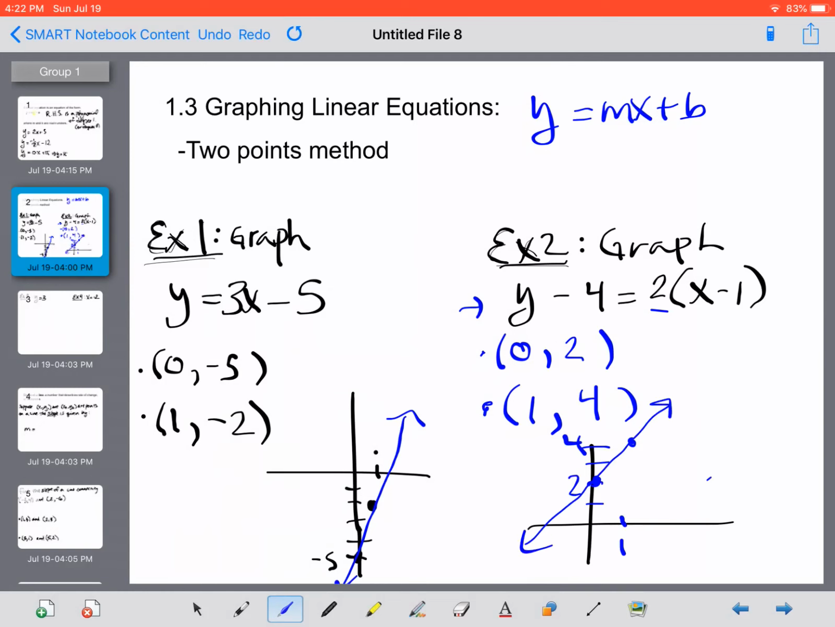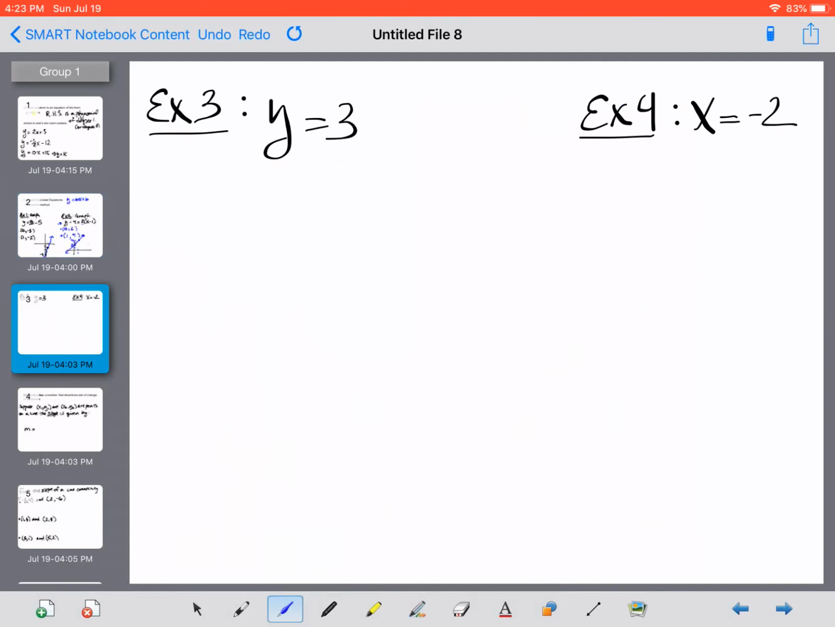Alright, let's do just a couple more examples of graphing using points. These equations look a little bit funnier though. So we have an equation of the form y equals 3. What's your x value here? How could you find 2 points on this line if you don't have any x values? Well, this equation is basically saying that your y value is always 3.